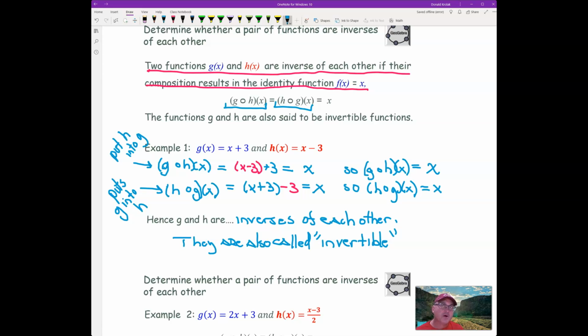When a function has an inverse, it is called invertible. So g is an invertible function, h is an invertible function. Not all functions are invertible, but that's for the next lesson.